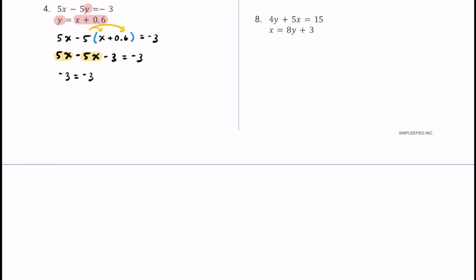Now, if you ever get this and it is a true statement, because negative 3 does equal negative 3, then we can say that there are going to be infinite solutions for this system. If you happen to get a false statement here, where we got something like negative 3 equals 5, which is a false statement, then we know that these two lines would be parallel to each other and there would be no solution. So for this particular system, these two linear graphs would lie right on top of each other, and there would be infinite points or infinite solutions that would satisfy both equations.